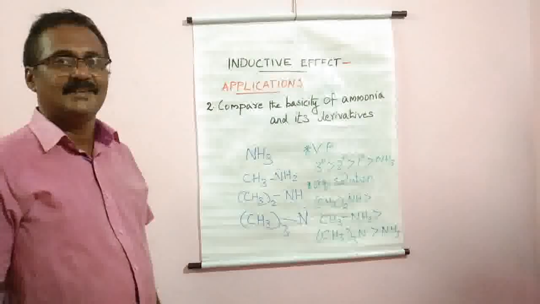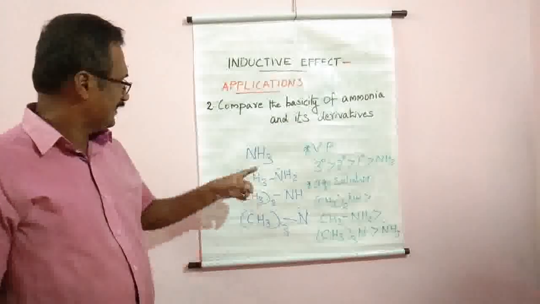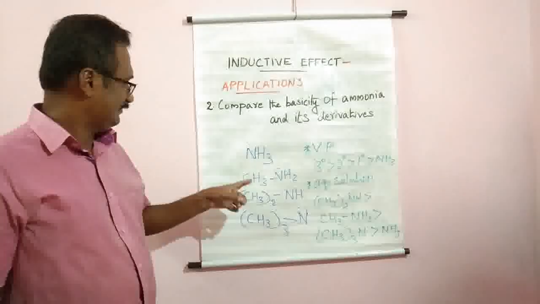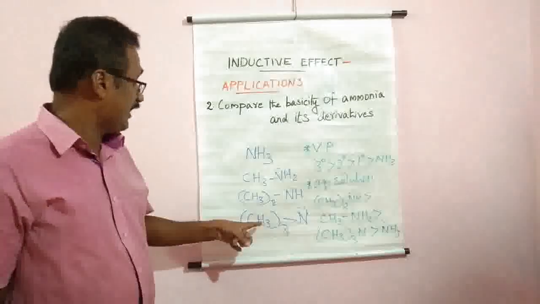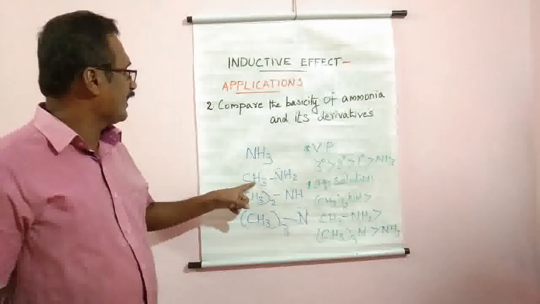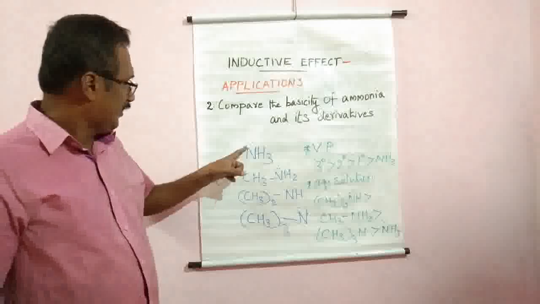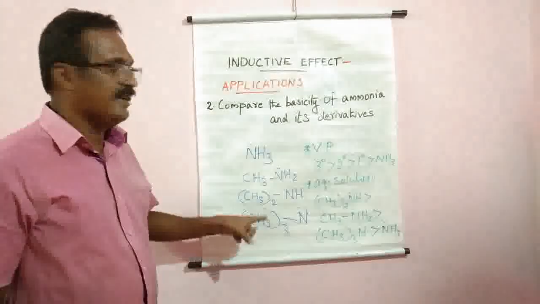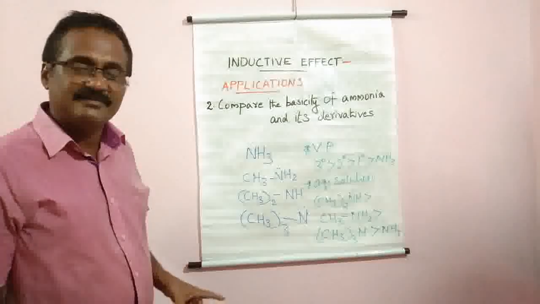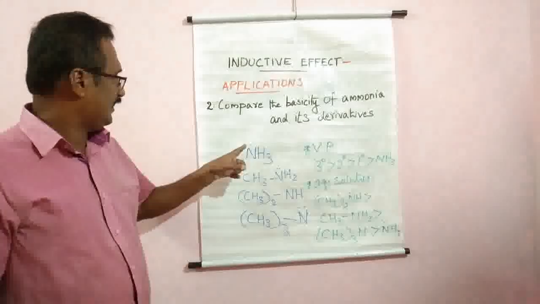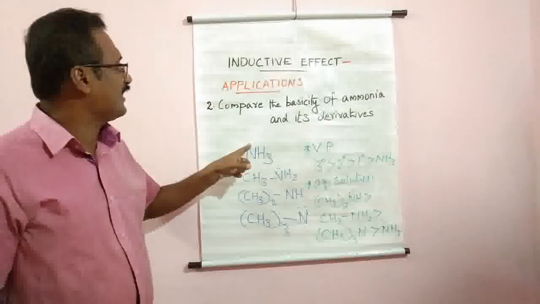Got it? Secondly, let us compare the basicity of ammonia and its derivatives. Let us take ammonia, methylamine, dimethylamine, and trimethylamine. This is a primary amine, this is a secondary amine, and this is tertiary. Ammonia and these amines are basic in nature. Why are they basic? According to Lewis concept, a substance is basic if it can donate a pair of electrons. Ammonia is basic because it can donate a pair of electrons.